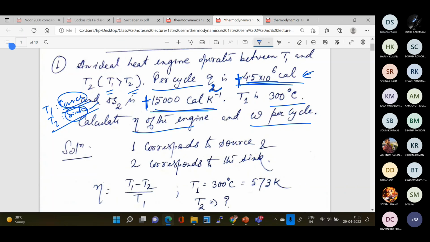The efficiency calculation is rather straightforward because you know the efficiency is (T1 minus T2) by T1. T1 is given, 300 degrees centigrade, that is 573 Kelvin. If you can calculate the temperature of the sink, that is T2, then you can determine the efficiency of the engine. Now, how to determine T2?